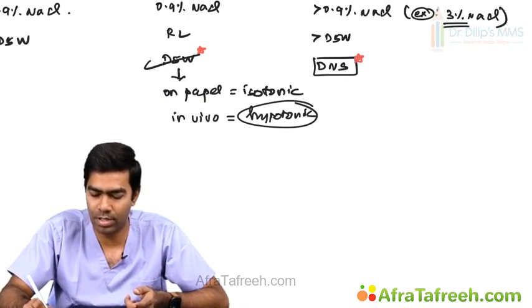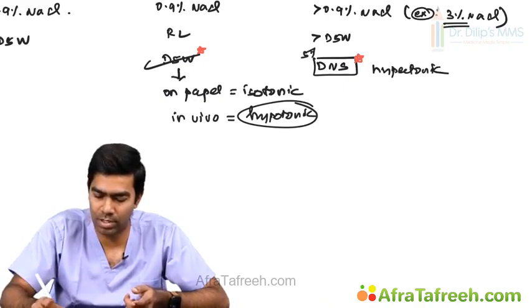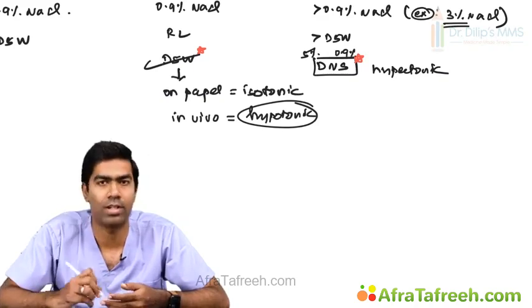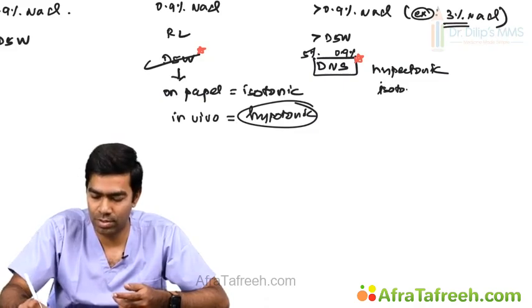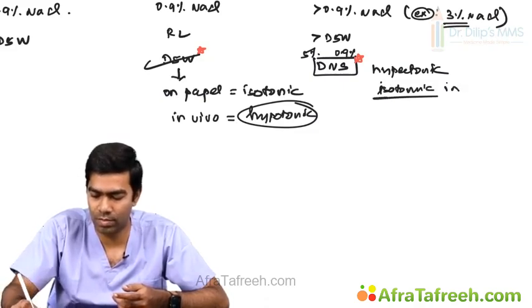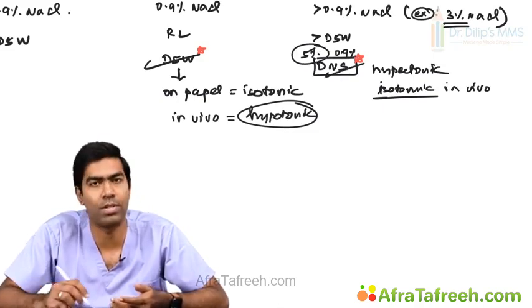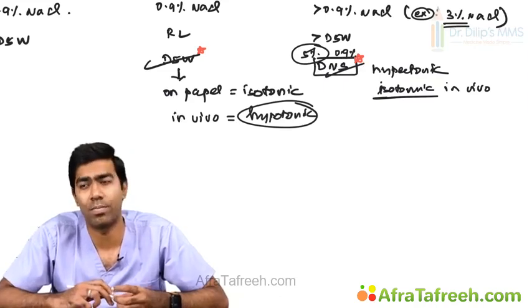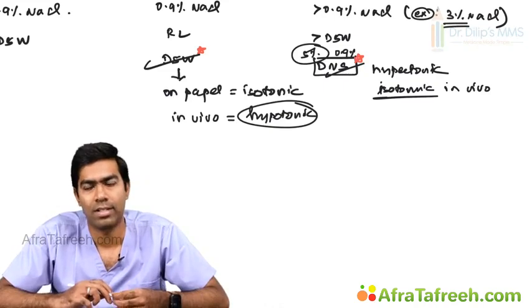Again, on paper, this is a hypertonic solution, because it contains two things: 5% dextrose as well as 0.9% normal saline. But in vivo, they act as isotonic solutions, which means the 5% dextrose will be rapidly metabolized, leaving only the 0.9% normal saline. So on paper it is hypertonic, but in vivo it is an isotonic solution.